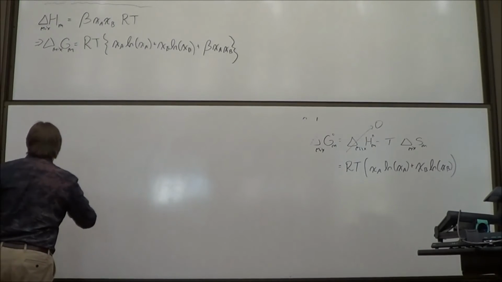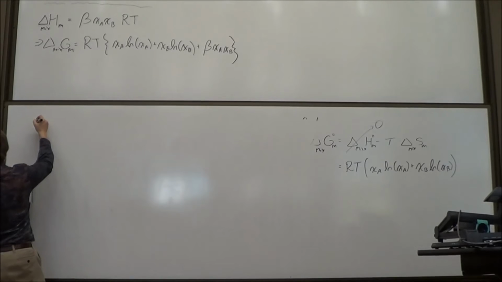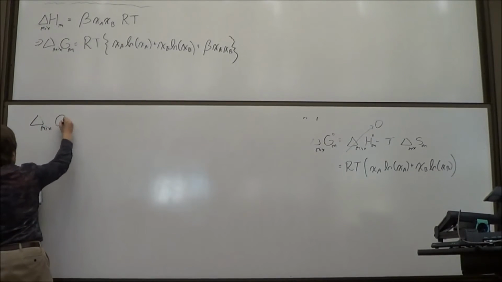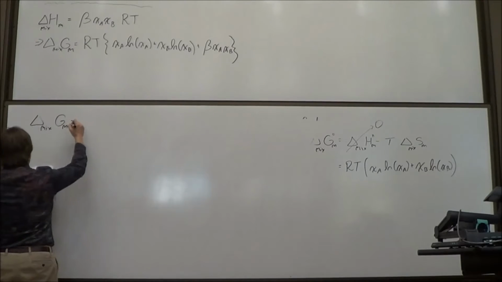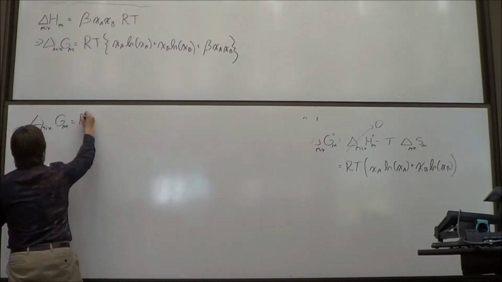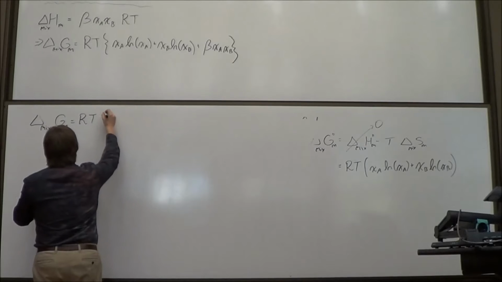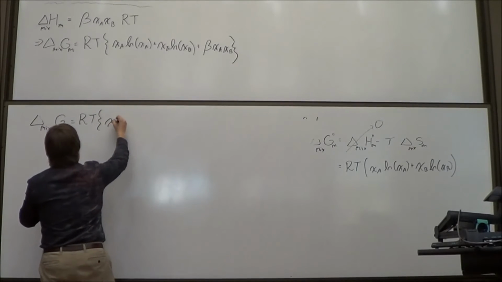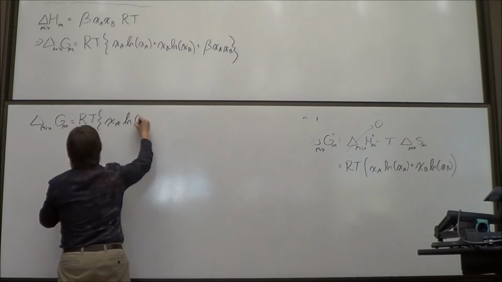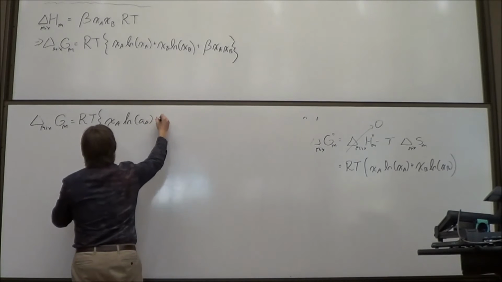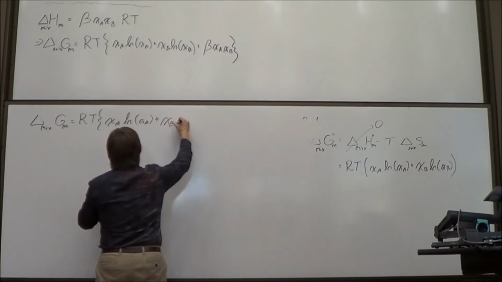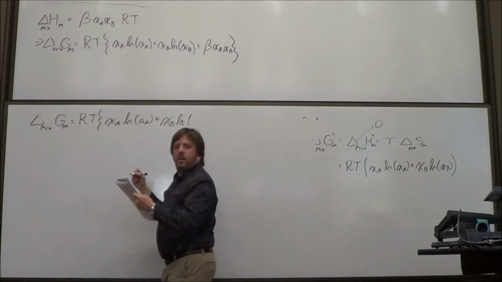All right, at the top, I've got delta mix G per mole, RT, and I'm just writing the same thing again, chi A ln activity of A plus chi B ln activity of B.